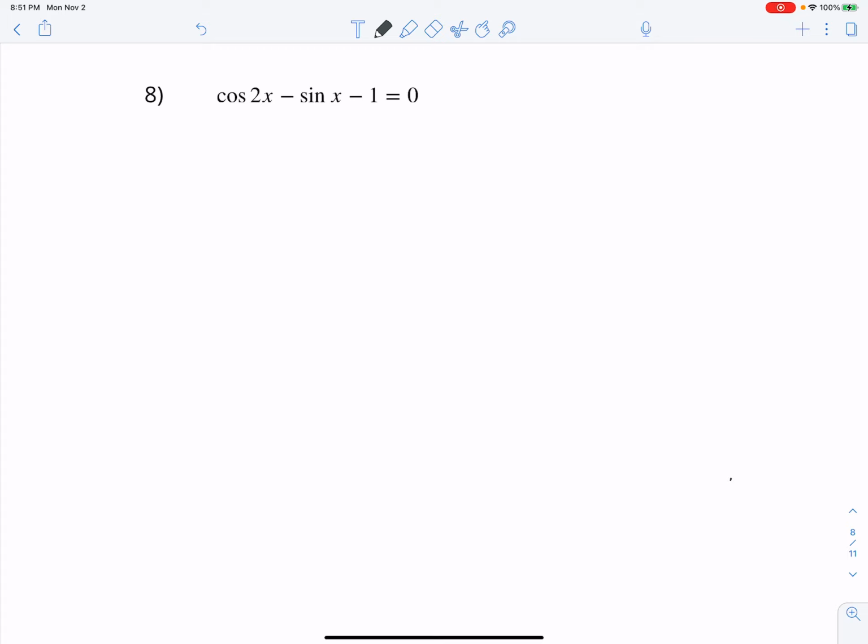All right, so here we have another equation. And again, looks like an angle problem here. We have an angle mismatch, I guess we should say. We got a cosine of 2x and a sine of x. So how do we handle that?